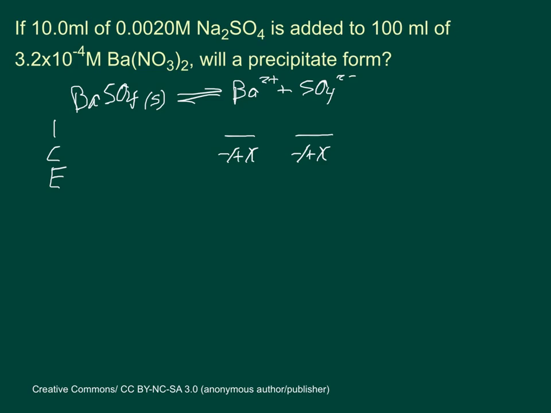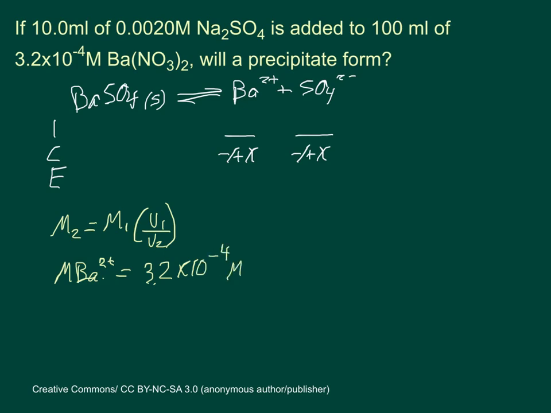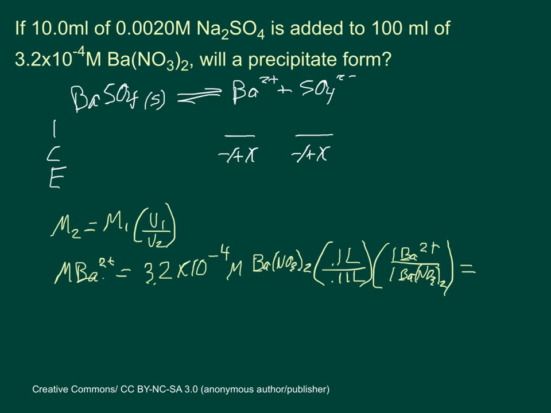So I'm going to use M1V1 equals M2V2, right? We're going to set this up where the molarity 2 is equal to the molarity 1 times V1 over V2. For the barium 2+, we're going to set that up, and it's going to be equal to 3.2 times 10 to the negative fourth molar barium nitrate times 0.1 liters over the total of 0.11 liters. It's V1 over V2. Because there's just one barium for one barium nitrate, it's going to be a 1 Ba2+ over 1 Ba(NO3)2. And so we're going to get that that comes to 2.9 times 10 to the negative fourth.